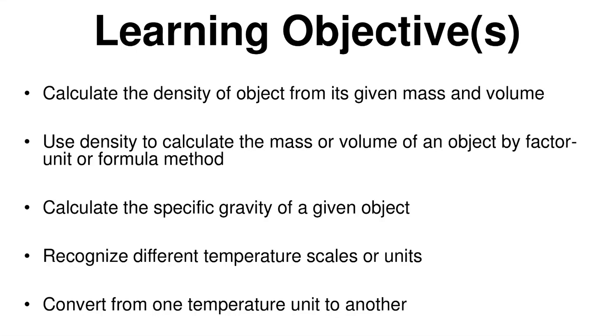At the end of this lecture, there are a few things we would like to get. Number one, we're able to know how to calculate the density of objects from its given mass and volume. We use density to calculate the mass or volume of an object by the factor unit or formula method. I recommend the factor unit method, which we call the dimensional analysis. And then we'll be able to calculate the specific gravity of a given object, comparing the density of any object to that of the density of water.